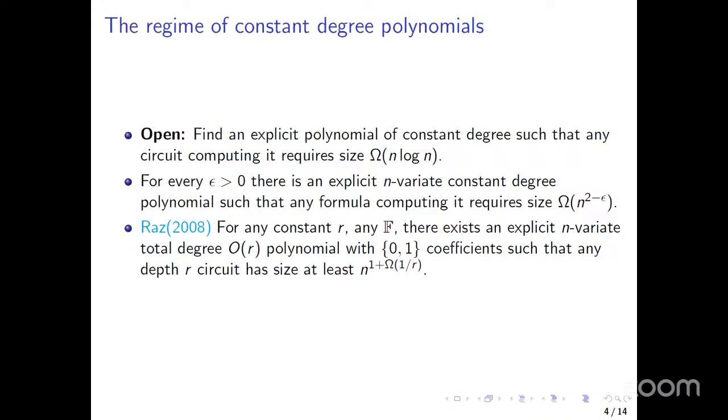For constant depth circuits, we have some good lower bounds when you want to compute constant degree polynomials. For any constant r, there exists an explicit n-variate polynomial whose total degree is order r, and any depth r circuit requires size n to the 1 plus 1 by r. It's superlinear. So for constant degree polynomials, this is the current state. The situation seems to be degrading, right? There is some increasing hardness when you go from individual degree or total degree being a function of n to total degree being constant.